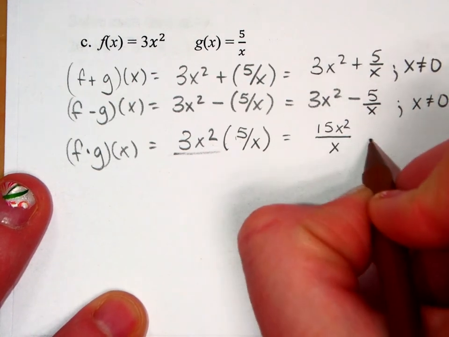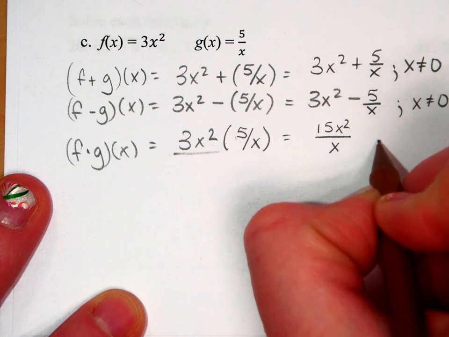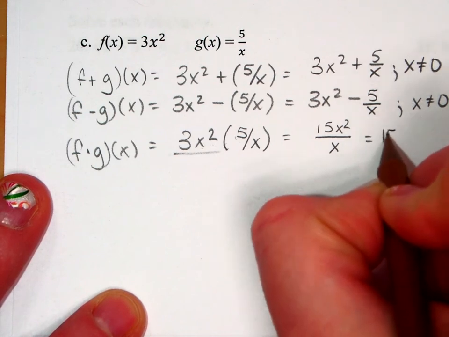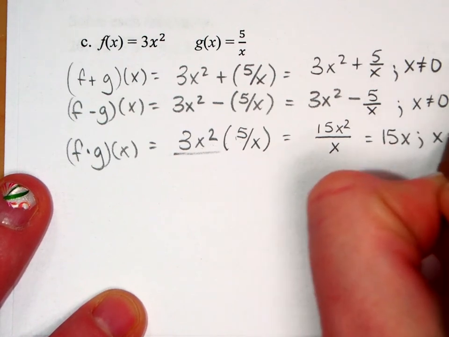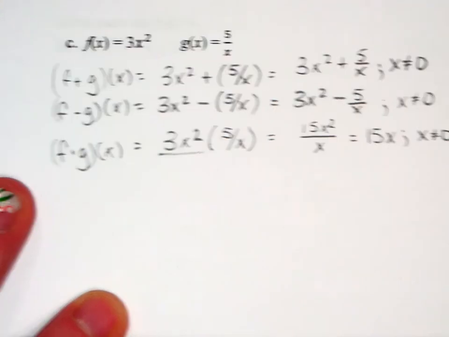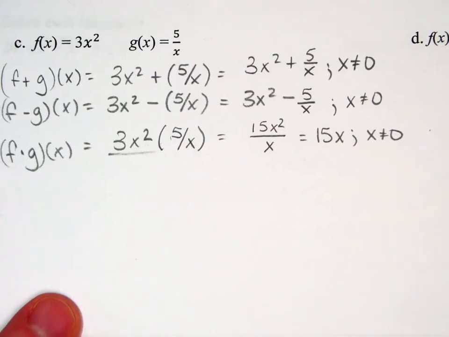Even though it simplifies to 15x, x can still not equal 0 because in the original function, x could not be in the denominator, so x cannot equal 0. It's kind of weird, but whatever function parameters that still exist on the function before you simplified still have to hold true.